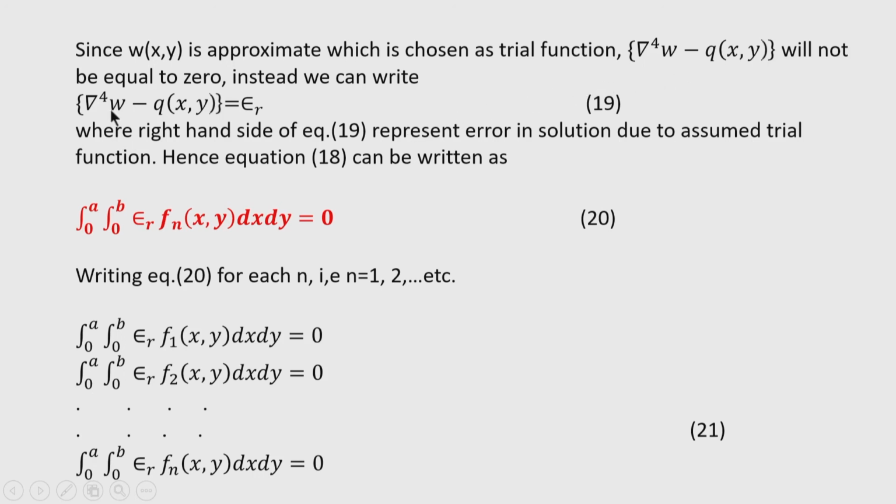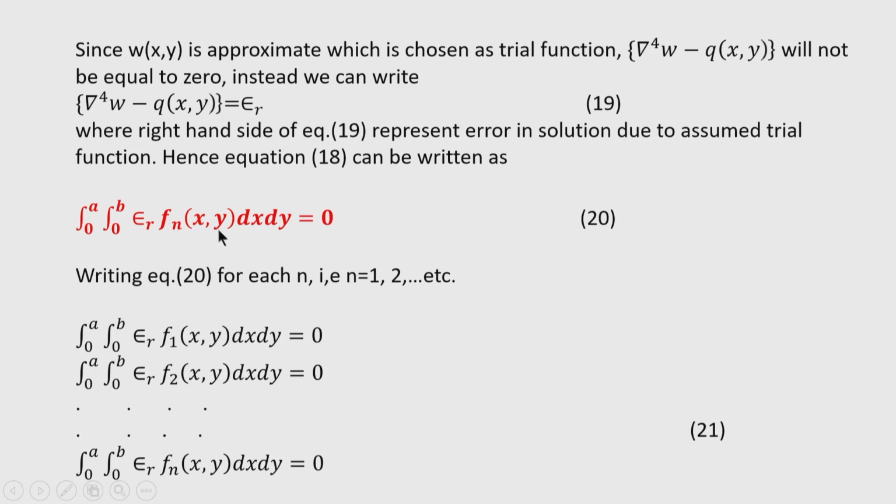So, therefore, del 4 w minus q x y can be written as error, some error term is given here. So, the Galerkin equation can now be written as error into assumed function, and its integration over the area of the plate is equal to 0. That is the final expression for the Galerkin method, and this integral has to be found for all the functions in this series, all the terms in the series.